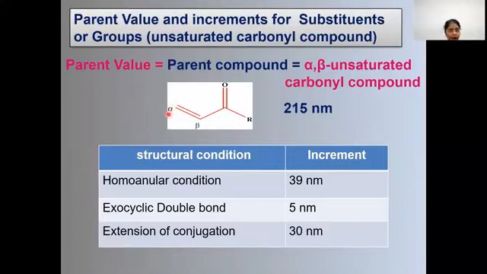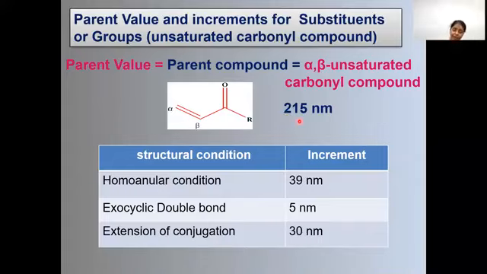So this is known as alpha beta unsaturated. Unsaturation or double bond is present on alpha beta position. That's why they are known as alpha beta unsaturated, and the molecule is a carbonyl compound. So the next class of rules are given for alpha beta unsaturated carbonyl molecule, and this is the parent skeleton of the molecule. For this parent skeleton, the basic value or parent value is 215 nanometer.